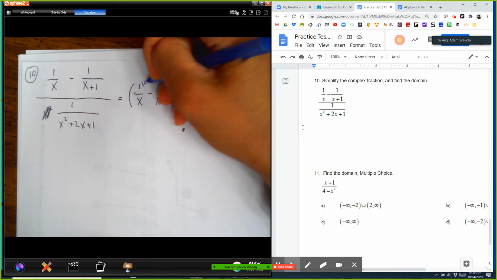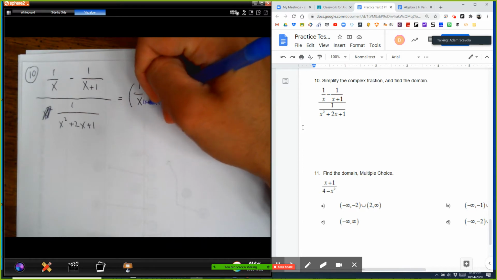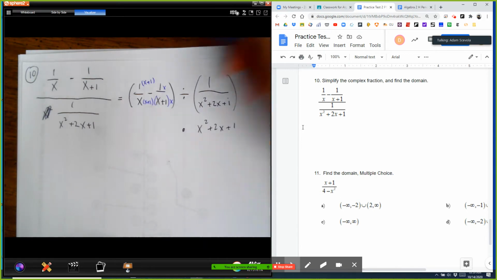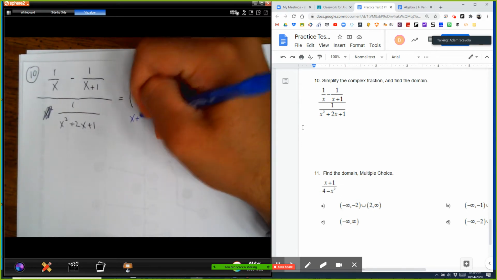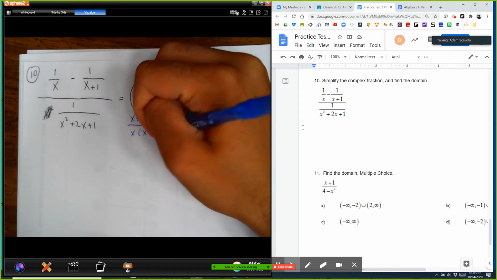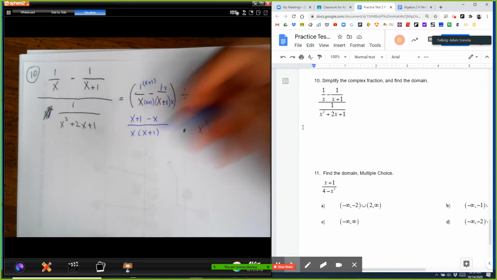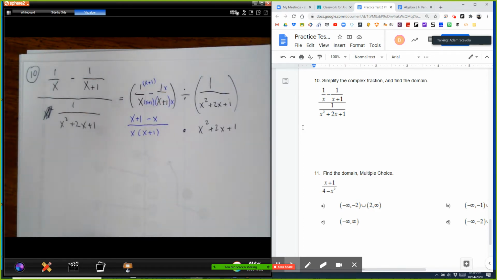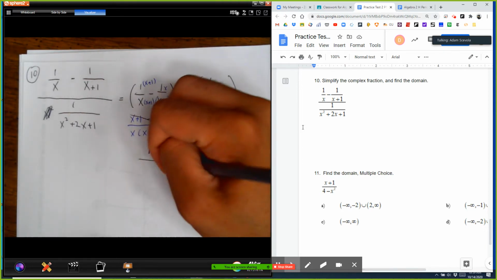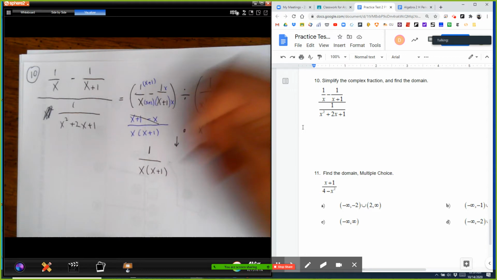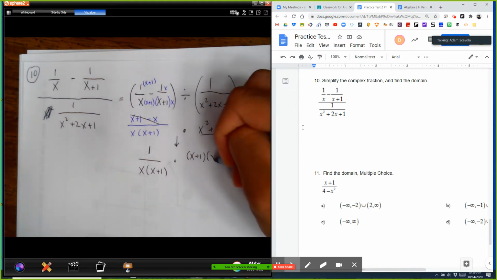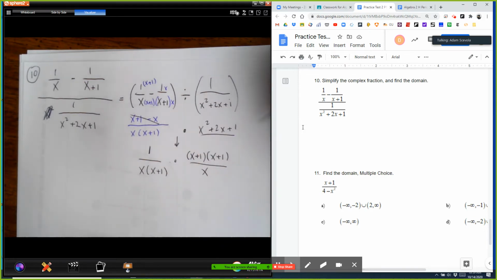So I'll multiply this by x plus 1 over x plus 1, and this by x over x. So it becomes x plus 1 minus x over x times x plus 1, and I'm going to keep the denominator factored. If I simplify this a little more, the numerator just cancels out and becomes 1 over x times x plus 1. And then times this, which factors to x plus 1 times x plus 1, all over 1.